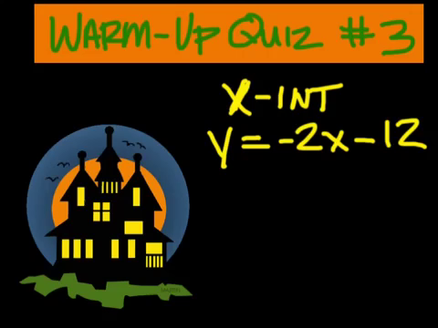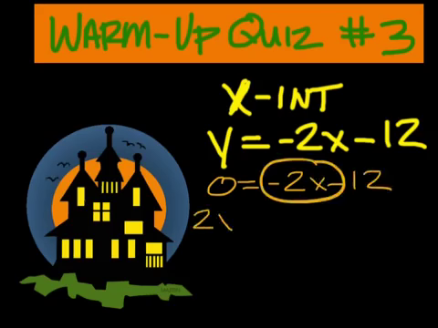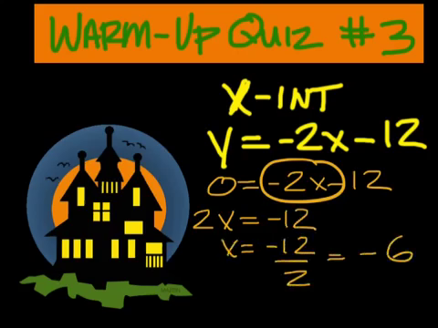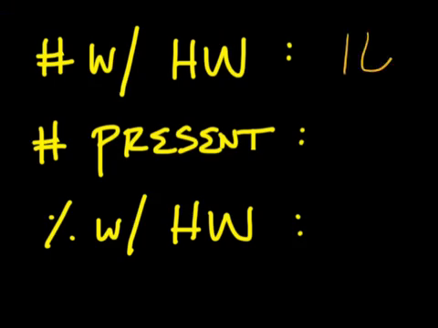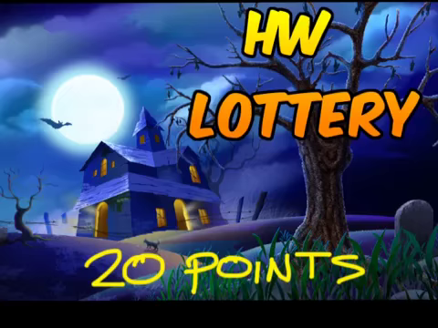This is the x-intercept, so you're going to have to put a 0 in for y. And then move this to the left-hand side. -12 divided by 2 is -6. We have 16 out of 20, which is 80%.